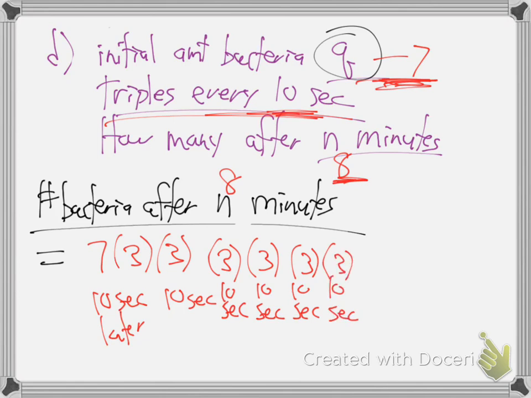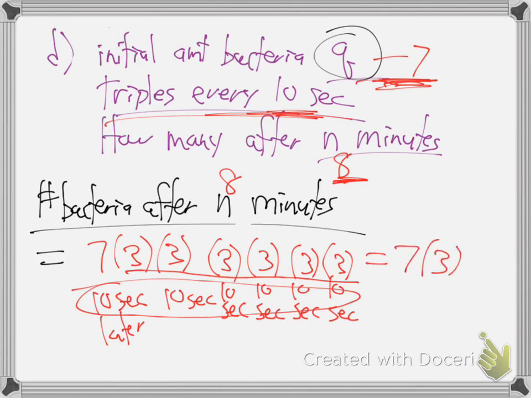So that's a minute, isn't it? That's 60 seconds. So I did 60 seconds, and I have what? 6 3s. It's going to triple, meaning it's going to multiply by 3 every 10 seconds. So what is that? 7 times 3 to the 6th, isn't it? That's only 1 minute. Right? That's 60 seconds. And we're supposed to go for 8 minutes?